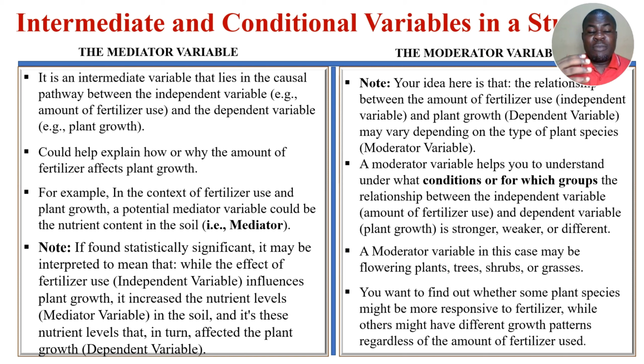So the moderating variable helps you to understand whether the influence of variable A on variable B can be strengthened or weakened by another variable. So you want to find out whether some plant species might be more responsive to fertilizer while others may have different growth patterns regardless of the amount of fertilizer applied. So that is the concept of the moderator here.